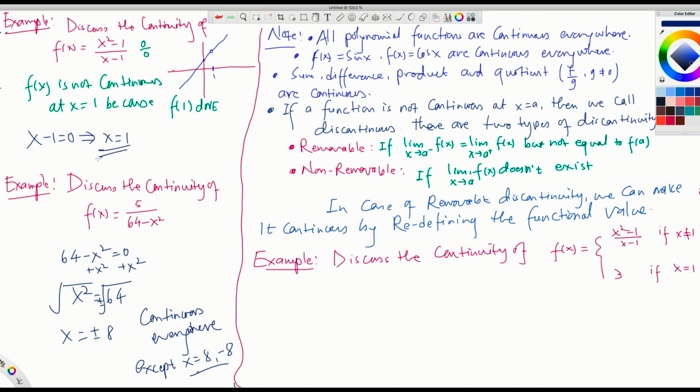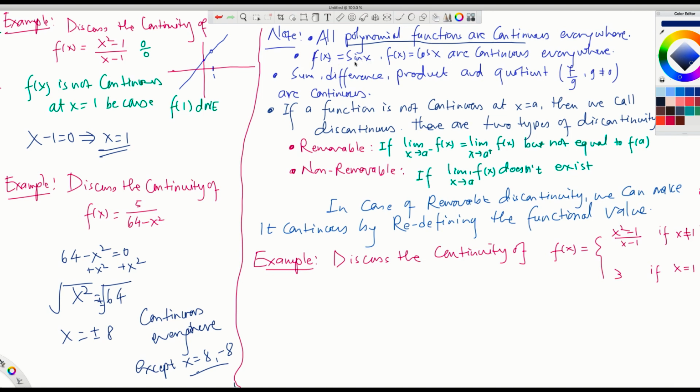Let us talk about some of the functions that are continuous everywhere. All the polynomial functions are continuous everywhere. What types of functions are polynomial functions? If there is no x in the denominator, and all the x's have a positive whole number exponent or 0, for example x squared plus 5x, or x cubed plus x squared plus 9x, all those are polynomial functions. Linear functions, quadratic functions, cubic functions, all those are polynomial functions.